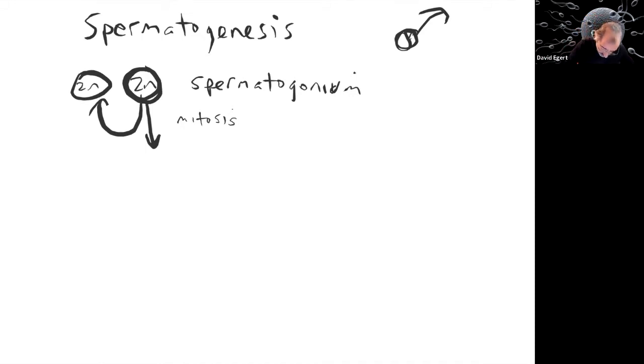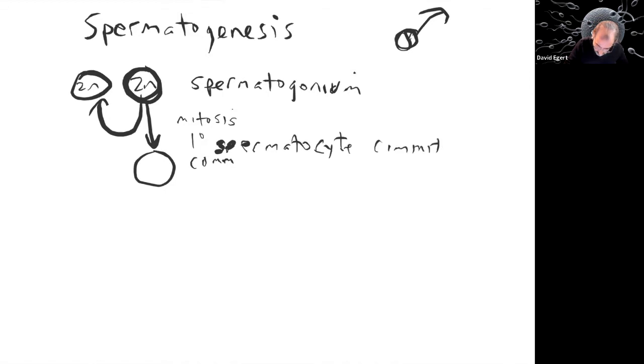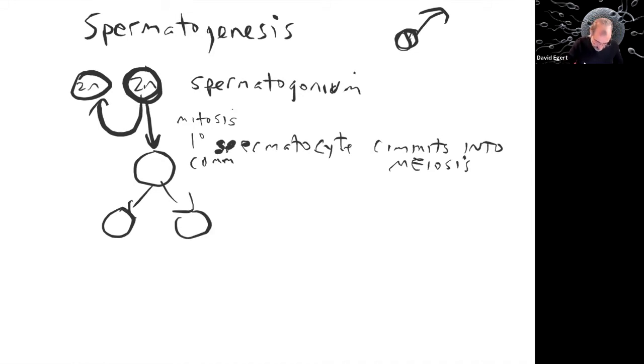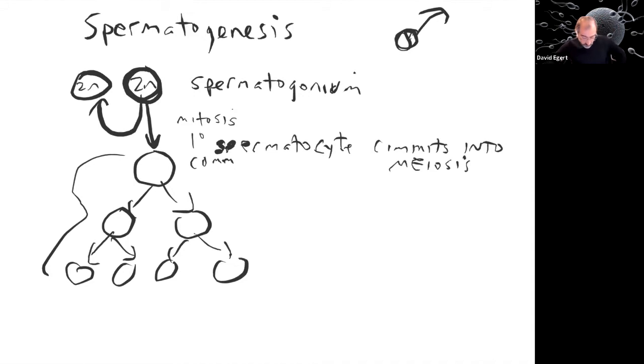But the other daughter cell is going to commit into meiosis here. This is called a spermatocyte, primary spermatocyte. And I'm not going to get into the details. There's the secondary spermatocytes. There's the spermatids. Again, this is meiosis here. So this whole process we call spermatogenesis.